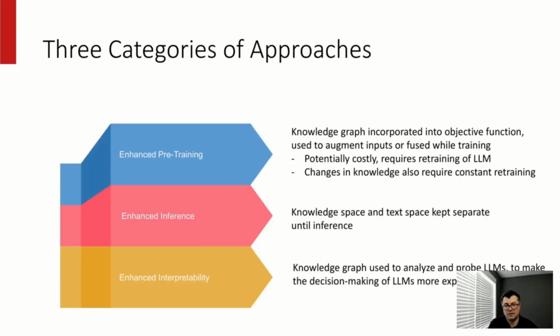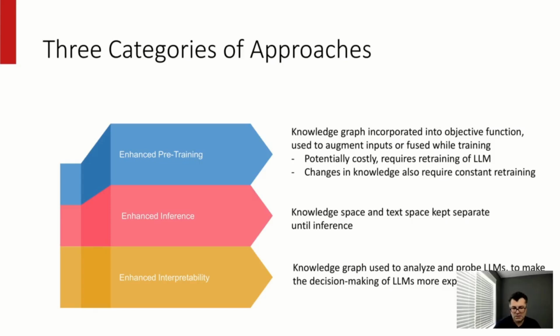Now, if you think about the various methods that you could use to enhance large language models with knowledge graphs, you can roughly bucket them into 3 categories. One category would be enhanced pre-training approaches. So this would be basically modifying the objective function of the large language model, or adding the knowledge graph information as input, or fusing the knowledge graph in some way while the large language model is being trained.